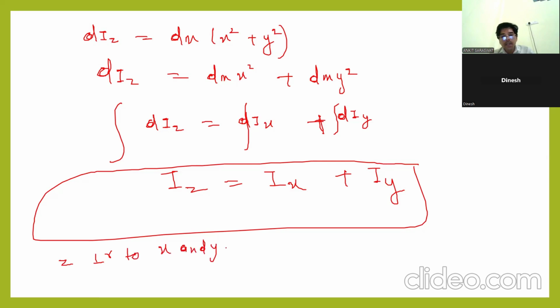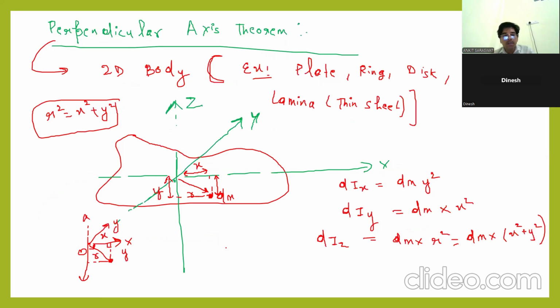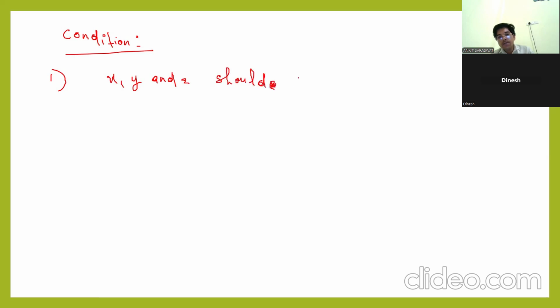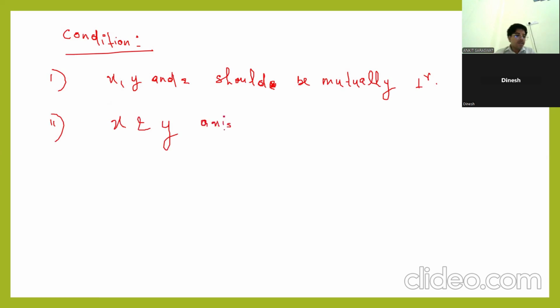Clear? Now, when you apply this theorem, there are conditions. Write down the conditions when this theorem is applicable. First, x, y, and z should be mutually perpendicular. Then only you can apply it. Next, the x and y axes must lie in the same plane.